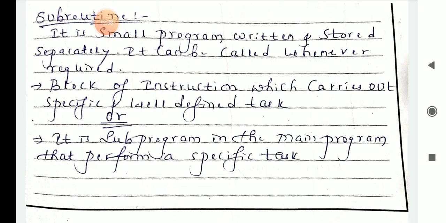So that's why it is called a small program written and stored separately, and it can be called whenever required. It is also called a block of instructions which carries out a specific and well-defined task. It is a subprogram or a function in the main program that performs specific tasks. So whenever you are going to write some main program, in that main program you can write a particular subroutine call or return values. So we'll discuss by using one example.